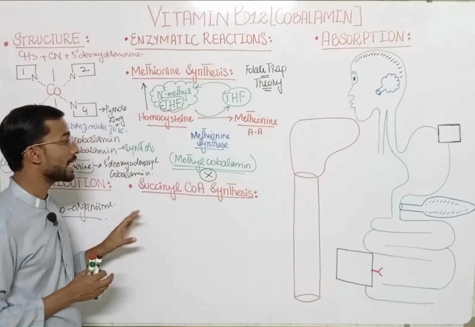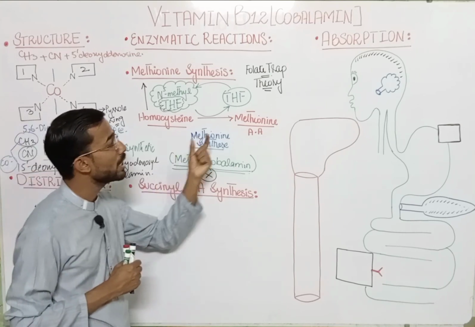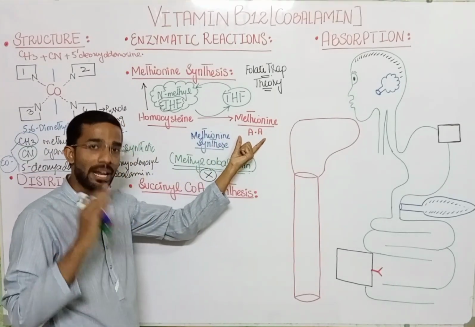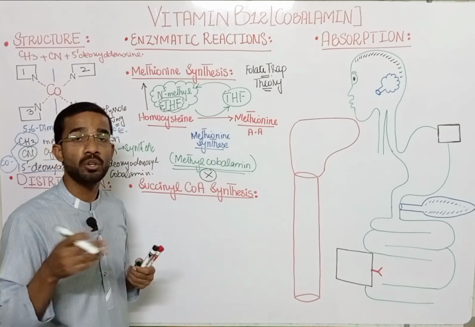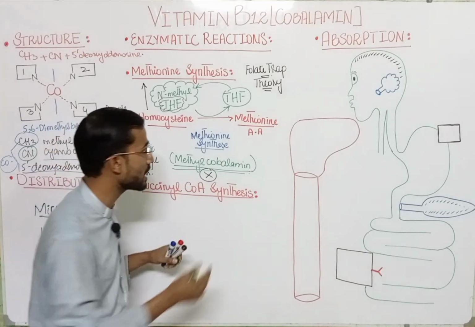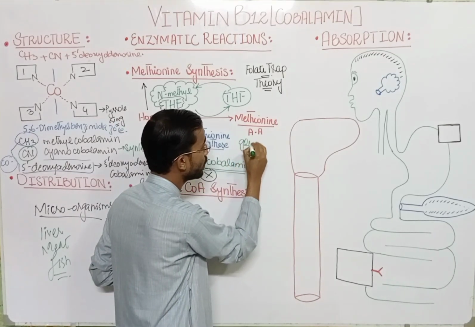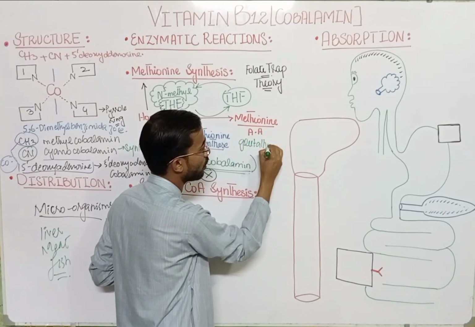Now, methionine is an amino acid, and that amino acid is used in the formation of other compounds like glutathione.